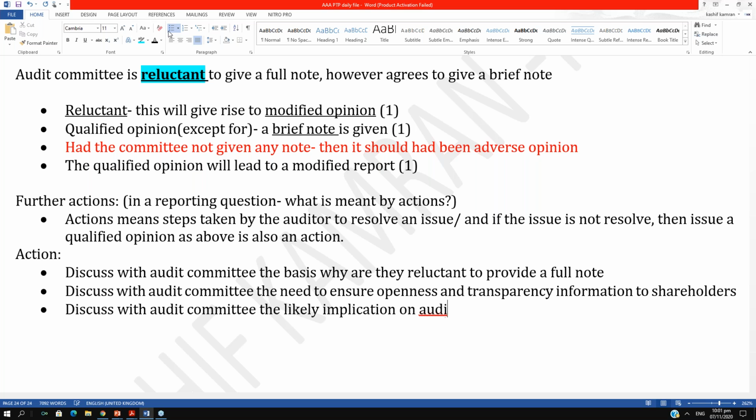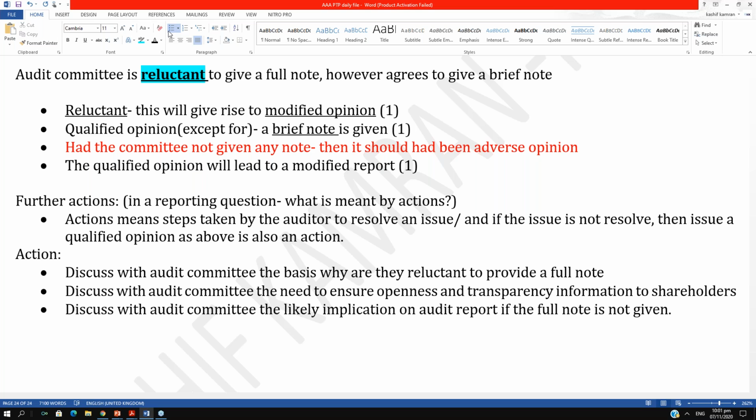You're not telling, you're just writing a journal statement, right? You're saying discuss with the audit committee the likely implication on the audit report if the full note is not given. So you are trying to pressurize them, right? You're trying to intimidate them.